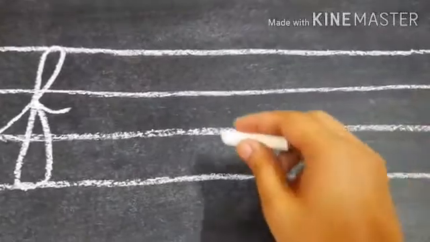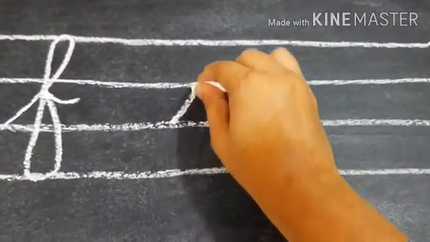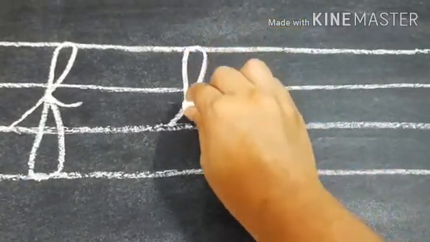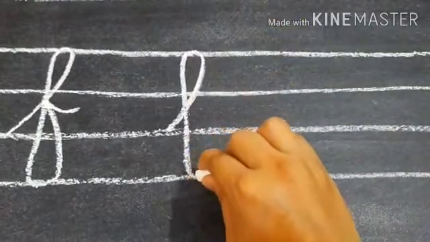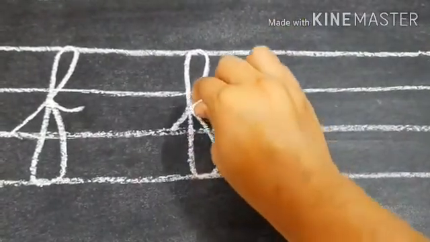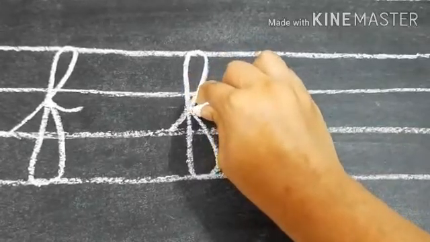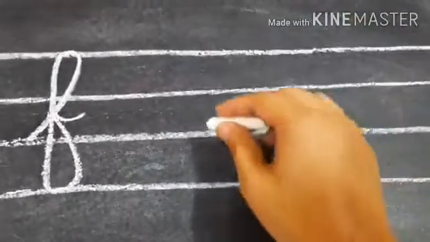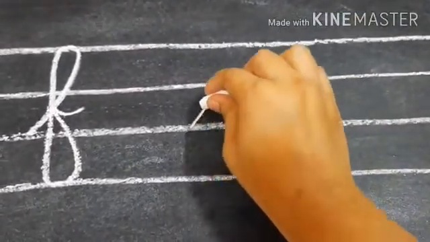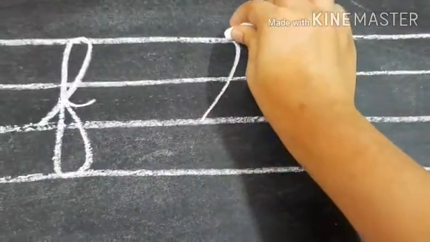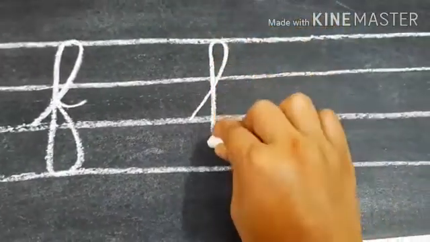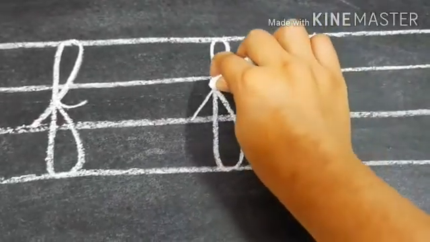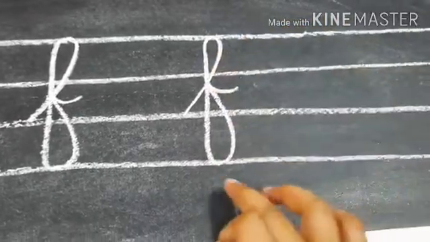Look here once again. From the third line, go slant, touch the first line, take a turn, come down to the fourth line, take a turn, go up, join it and take a turn. Cursive F. Look here once again. From the third line, go slant, take a turn, come down to the fourth line, take a turn, go up, join it and take a turn. Cursive F.